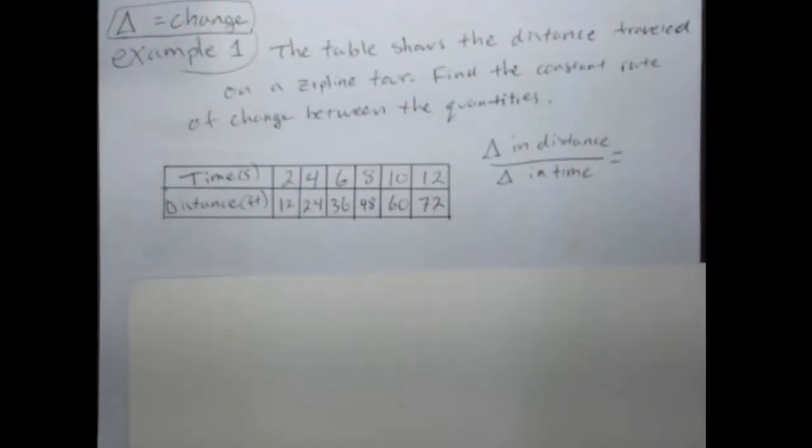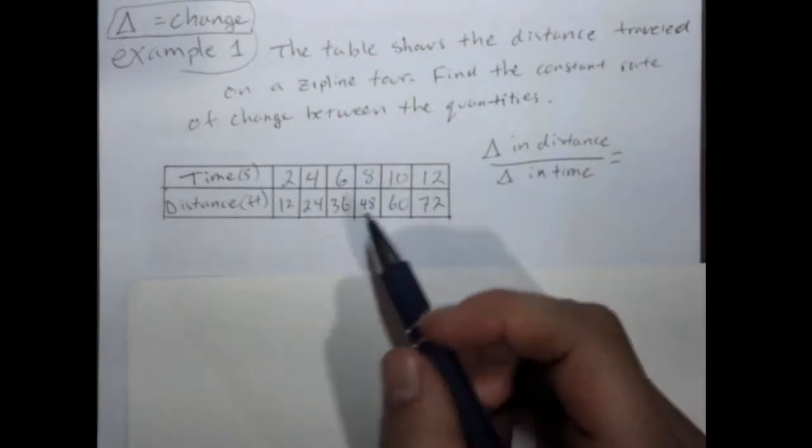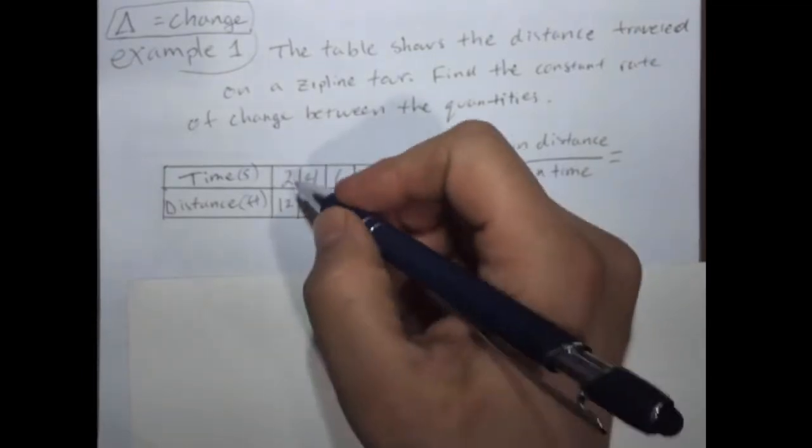Alright, this is going to be 9.3 constant rate of change and slope on page 396 in our textbook. Example 1 reads, the table shows the distance traveled on a zipline tour. Find the constant rate of change between the quantities. So we have time in seconds.